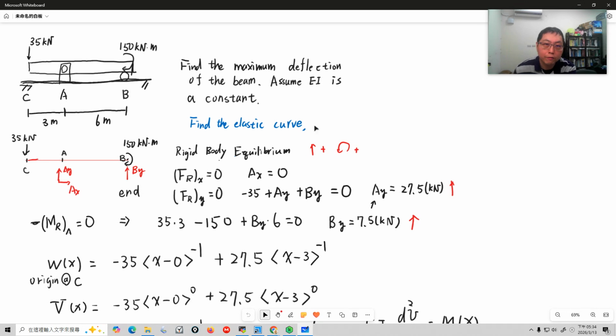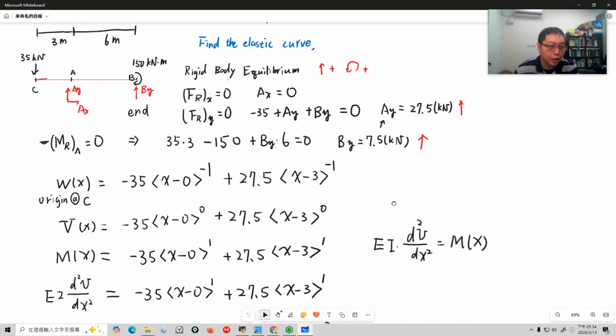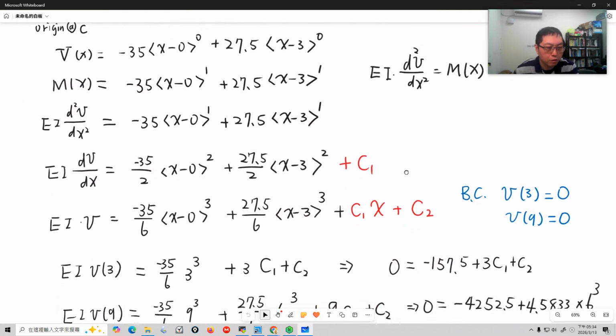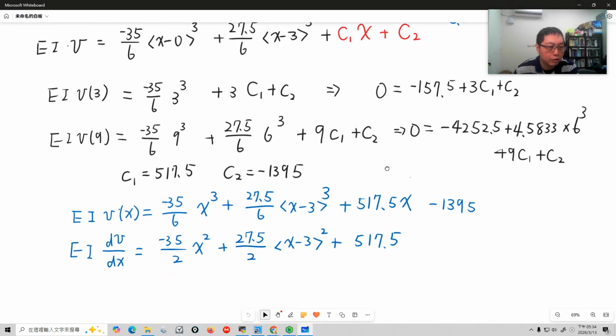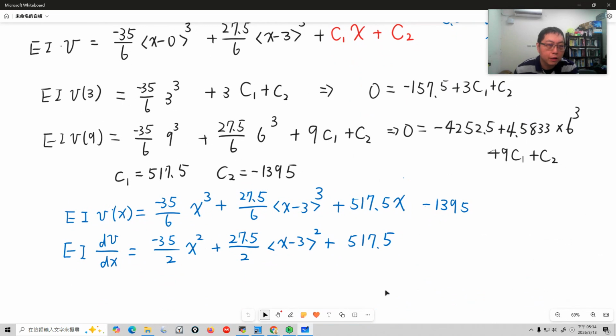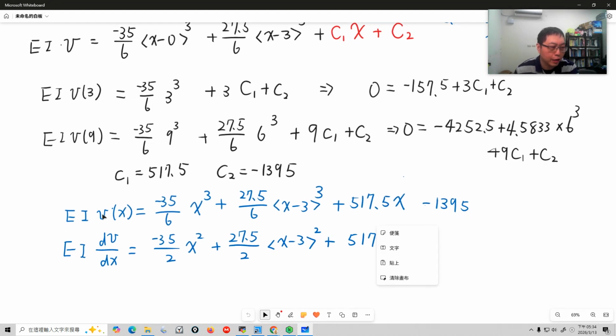In the previous video, part one, we already solved the elastic curve function. Next, using this elastic curve function, we have to find the maximum deflection. We need the elastic curve and the first derivative of the elastic curve for finding the maximum deflection.